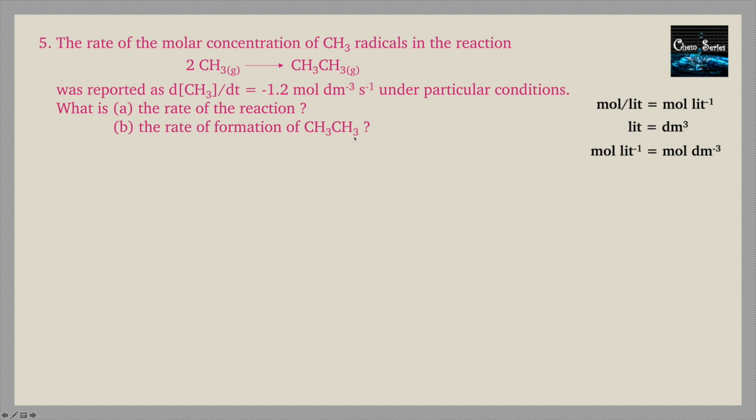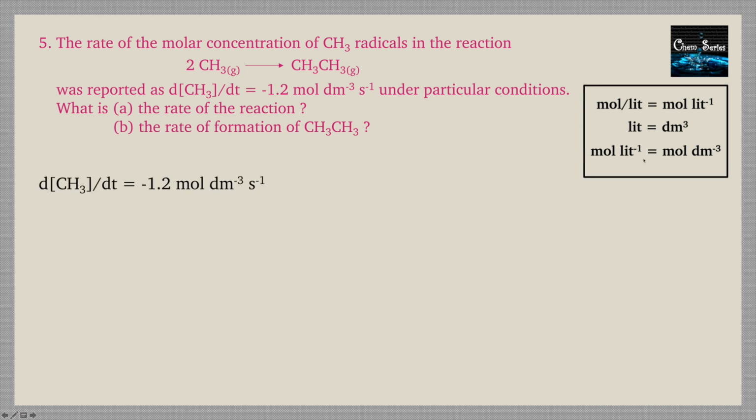So they have given the unit in decimeter. Don't get confused, because a liter can be written as decimeter cube, and mole per liter can be written as mole liter^-1. So on substituting decimeter cube for liter, you will get mole decimeter^-3. You can follow this table to understand the unit part. They have given d[CH3]/dt equal to minus 1.2 mole decimeter^-3 second^-1.